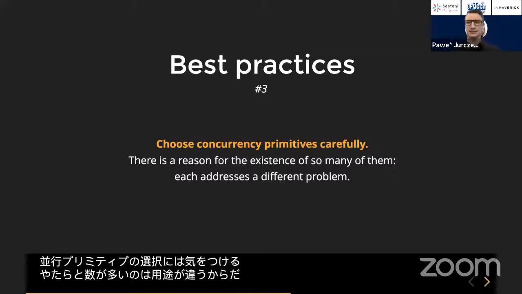The next thing is that you should choose your concurrency primitives very carefully. We have many different concurrency primitives in modern software development, in the JVM world as well. And there is a reason for that. Each concurrency primitive addresses or solves a different set of problems, okay? Which means that you don't have to use a single concurrency primitive for every concurrency problem you have in your application.